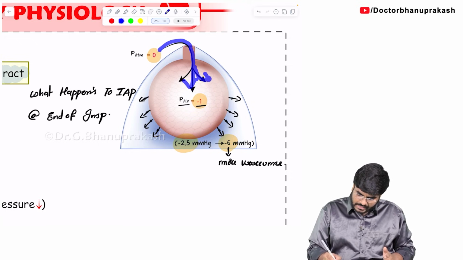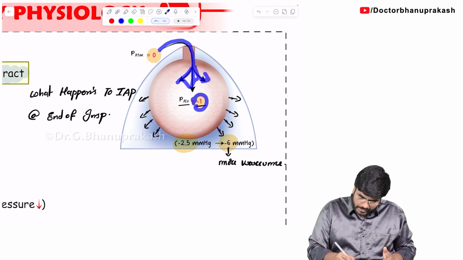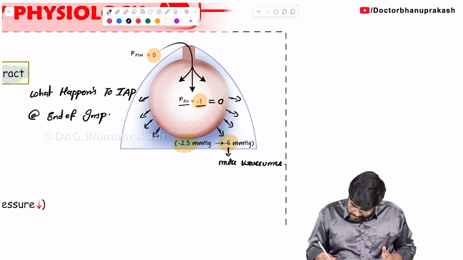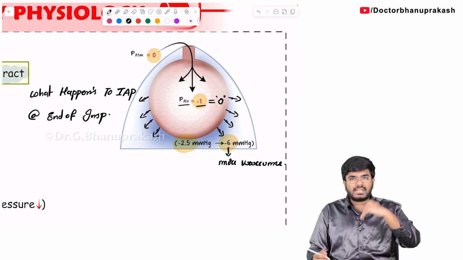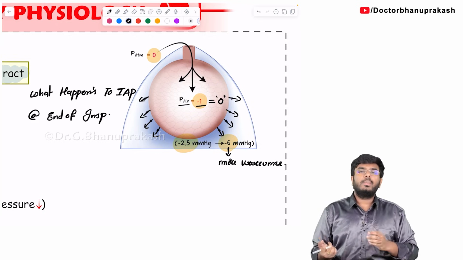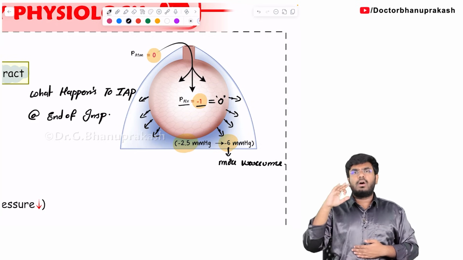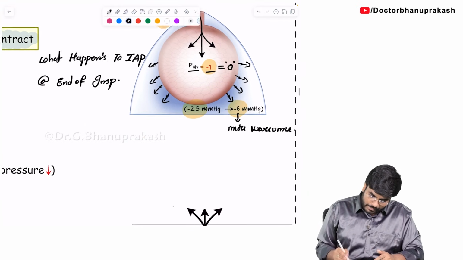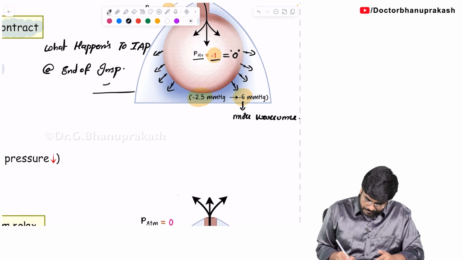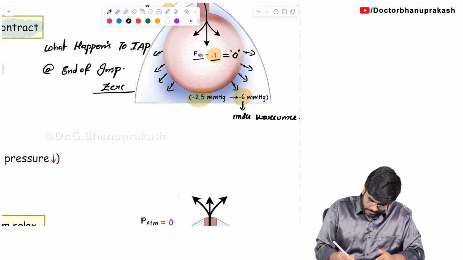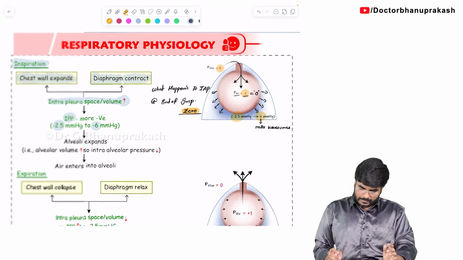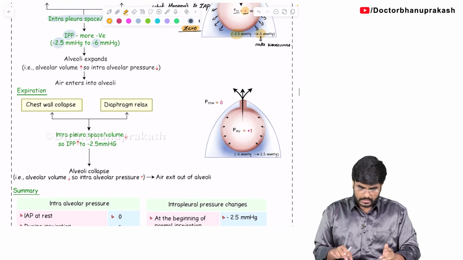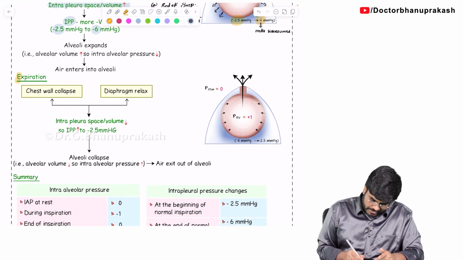See, as the new air is coming, this minus 1 will again become 0. Till it becomes 0, air is coming. That means equilibration. Because the new air is going in, outside will be 0, and inside will also become 0. So what happens to the intra-alveolar pressure at the end of inspiration? It will be 0. Know this value. It will become 0. Done. So inspiration topic completed.